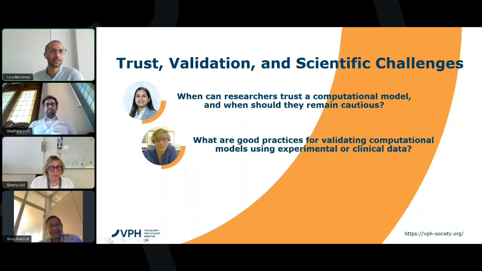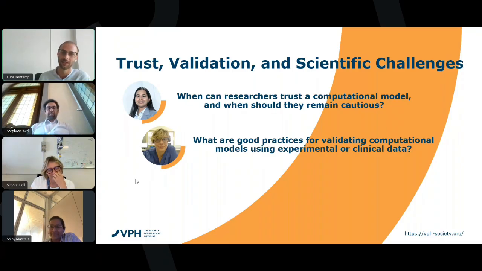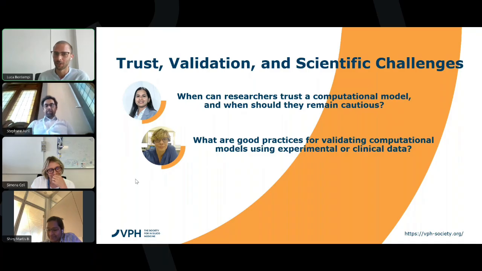Let's go further with a question for Simona. What are the good practices for validating computational models using either experimental or clinical data? I think these two kinds of data can be used for different aspects of models' credibility. Well, the floor is yours.